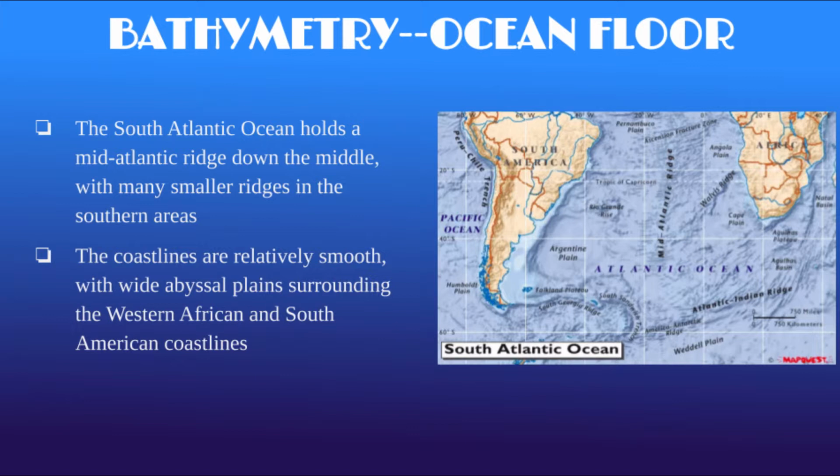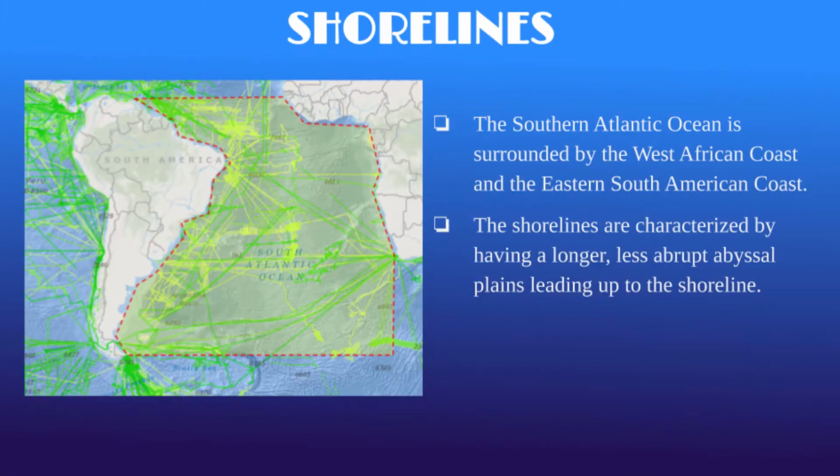The most prominent feature of the South Atlantic Ocean's ocean floor is the Mid-Atlantic Ridge that runs down the middle, with many smaller ridges running along the southern areas of the ocean. Additionally, the coastlines are relatively smooth, and there are wide abyssal plains surrounding the Western African and South American coastlines. Again, the shorelines of the Southern Atlantic Ocean are the West African coast and the Eastern South American coast, and they have longer, less abrupt abyssal plains leading up to the shoreline.